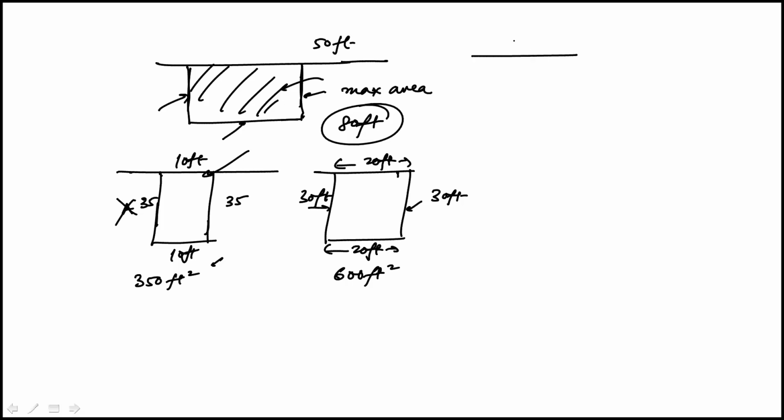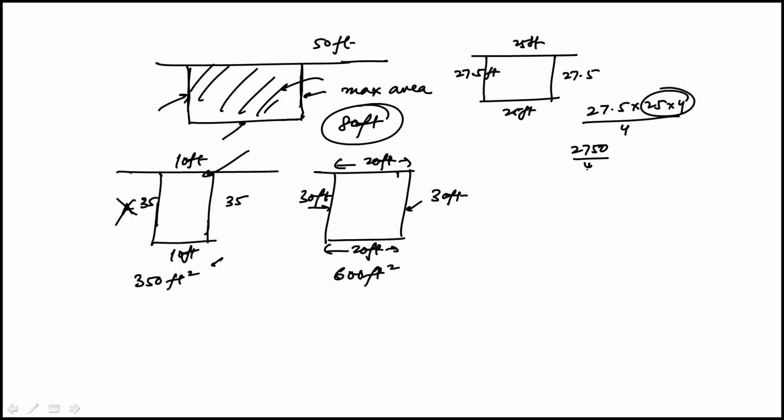C is 25, so if this is 25 feet, then the other two sides would be 80 minus 25, which is 55, so 27.5, 27.5. You can do this multiplication, so that becomes 2750 over 4, which is something like 687. Again, we just need an approximation because we're comparing them.